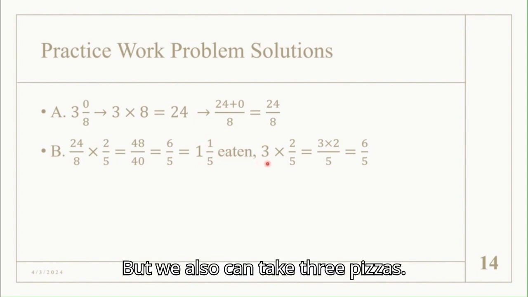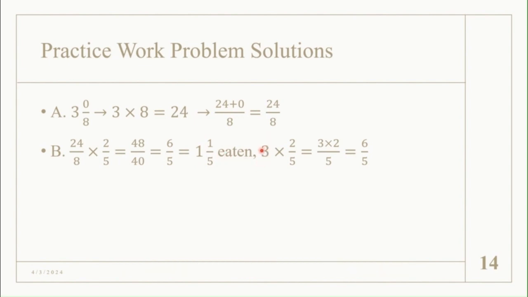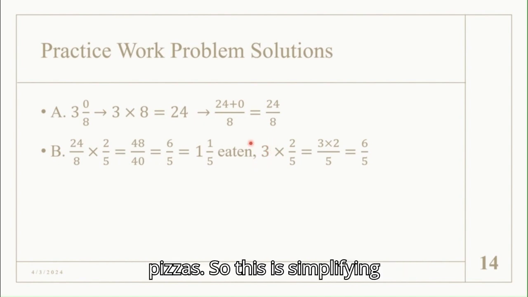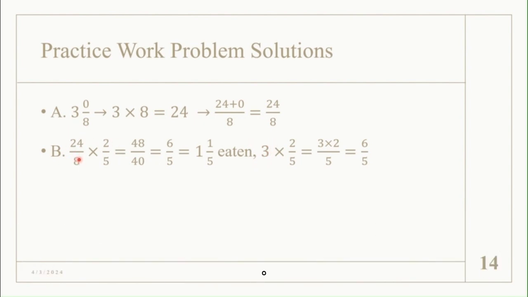But we also can take 3 pizzas, because that was the total amount of pizzas. So this is simplifying the 24 divided by 8, simplifying that fraction and multiplying it by 2 over 5. What that gives us is just 3 times 2, because this is 3 divided by 1, technically. Because if we were to divide both of these numbers by 8, 8 into 8 is 1, 24 divided by 8 is 3, so we get 3 over 1 times 2 over 5.